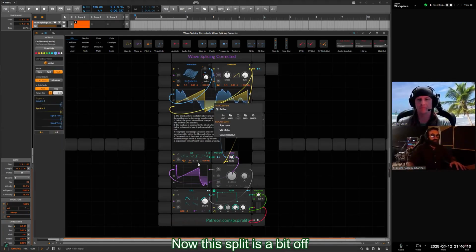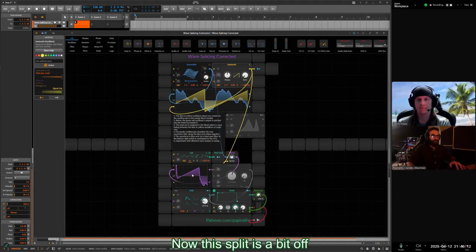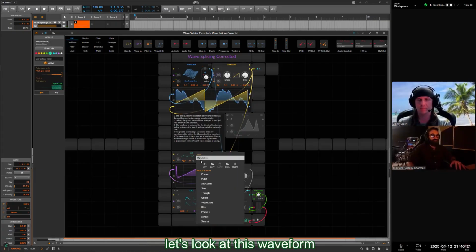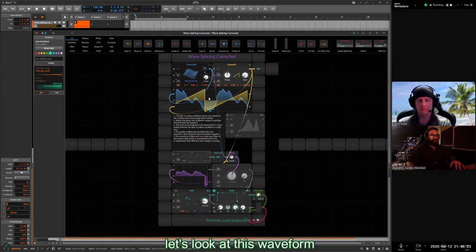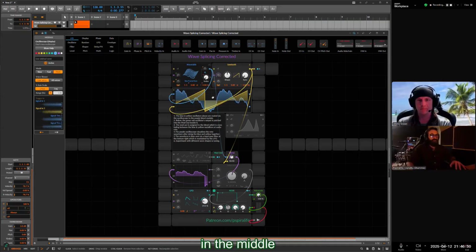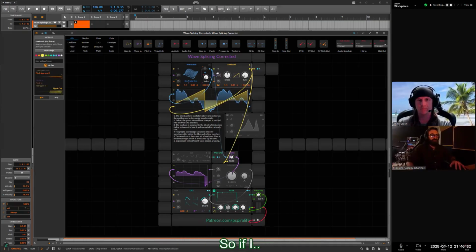Now, the split is a bit off. It's not in the center at the moment, and I think that's because of when I start the, let's look at this waveform. I want the falling and rising edge of the saw wave to be in the middle. I think that would help.